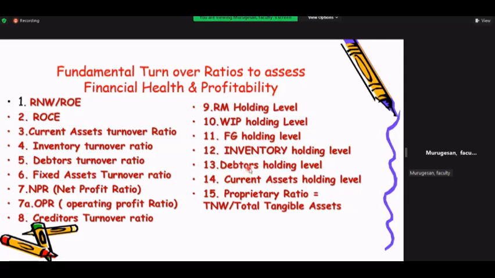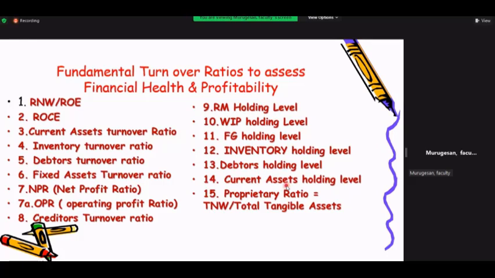We will see. Then current assets holding level. This is very important. How many months of current assets are they holding? They are holding excessive current assets. Then proprietary ratio. What is the net worth? What are the total tangible assets? How many times are they leveraging? This is also leveraging. With less capital, how much assets are they controlling? 14-15 ratios ultimately will be there.